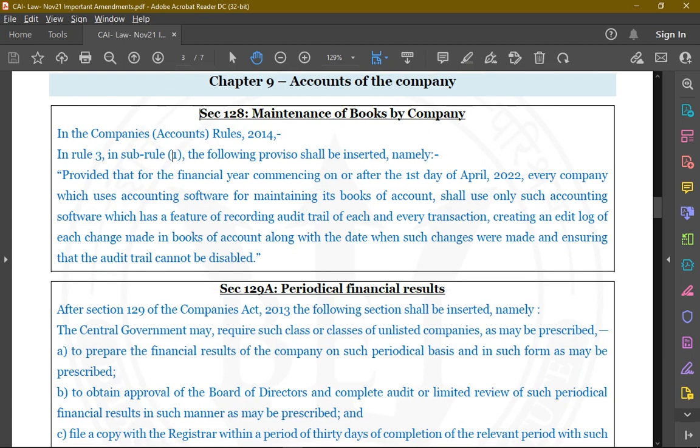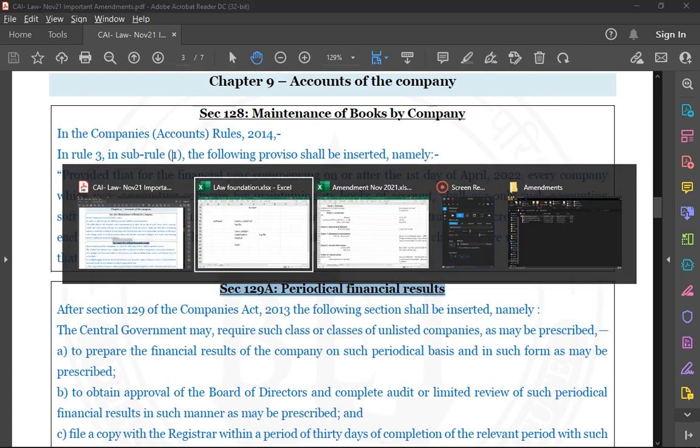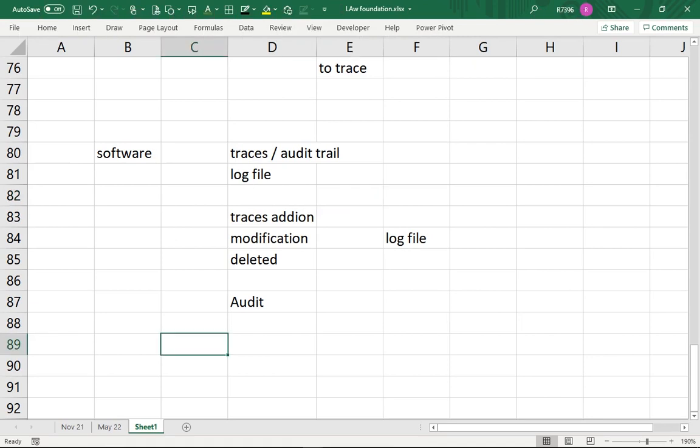It is section 129A, which is about the periodical financial results. Now, what do you mean by this 129A? Earlier, if you remember, a listed company needs to publish an audit. Look, two words I'm using: audit and publish their financial statements, not once in a year but once in a quarter. So one quarter completed, audited it and published into vernacular newspaper. It is compulsory for a listed company.